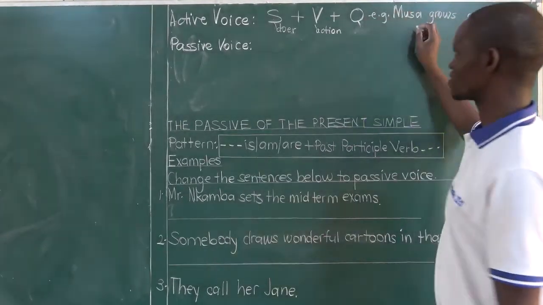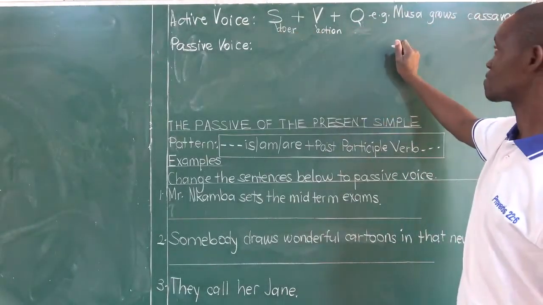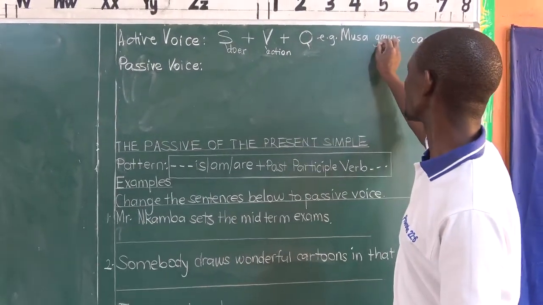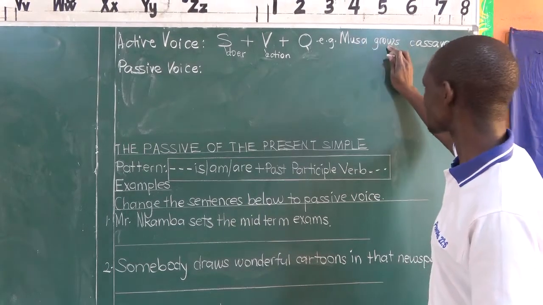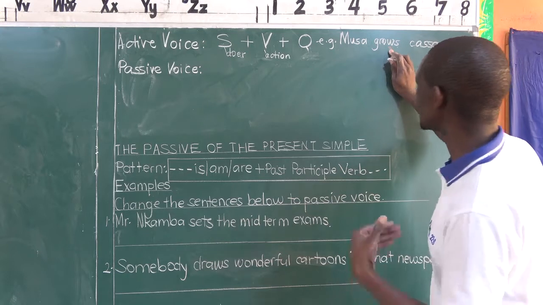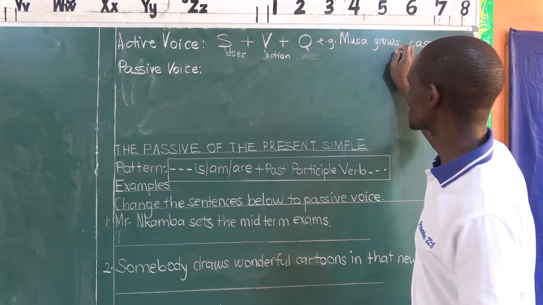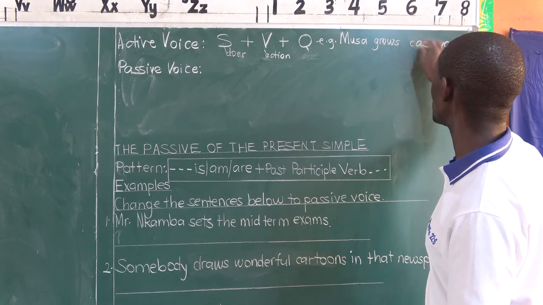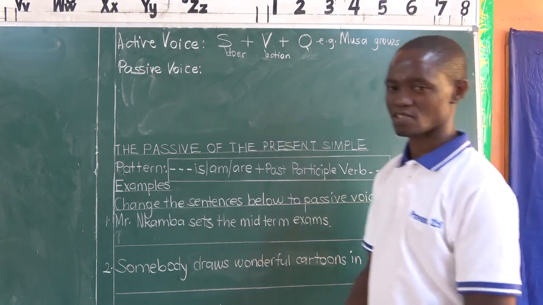Musa is the doer, so Musa is our subject. What does he do? He does this action. Which action? Growing. So Musa grows. To who or to which noun is the action of growing done? The action of growing is done to the noun cassava, meaning cassava is our object.